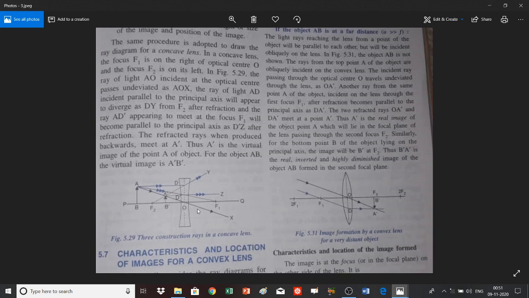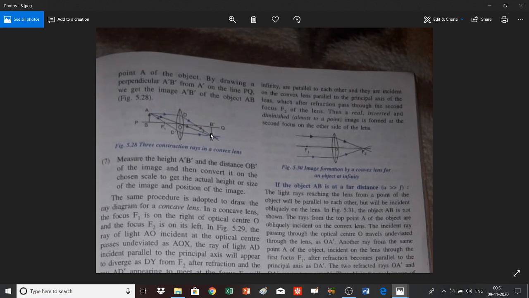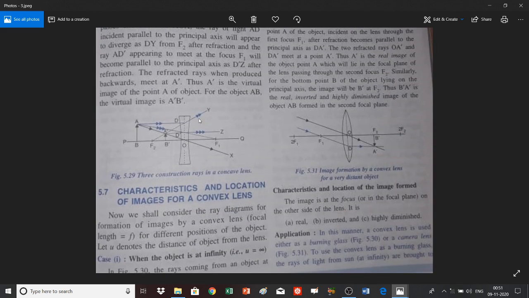So what you learn in these two cases is that when you use a convex lens, you obtain a real image, but it is inverted, and you will see that the size of this image is higher than that of the object. And in case of a concave lens, you see from here that the image produced is upright, that is, it is not inverted, and obviously the size of this image is smaller than that of the object.